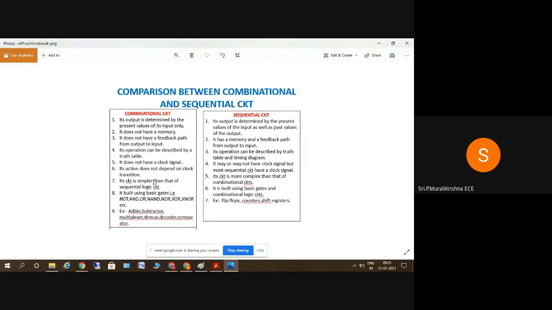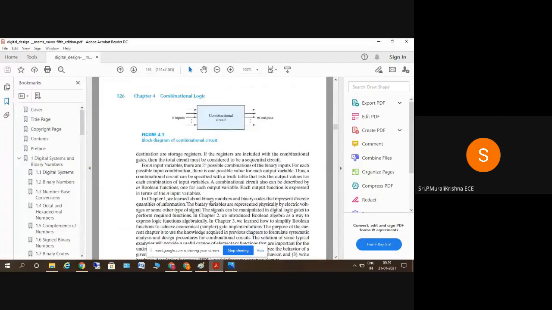Okay, and the combination circuit is simpler here. The sequential circuit is a complex one, and the basic building blocks of the combination circuit are the logic gates. Here in sequential circuits we use circuits called memory elements, which are called flip flops. Flip flops are the main building blocks of the sequential circuits. So those are the major differences, the major definitions of this one here.